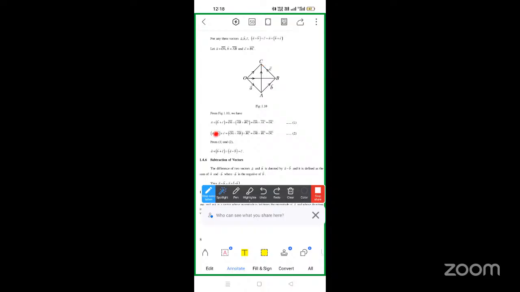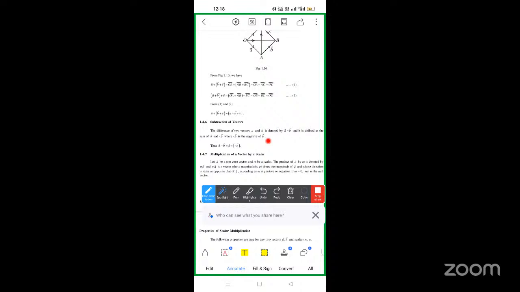So next, here also A plus B plus C is equal to, here also getting same, OC is equal to OC. So therefore from equation 192 we can write A bar plus B bar plus C bar is equal to A bar plus B bar plus C. So this is called the associative law of vectors.